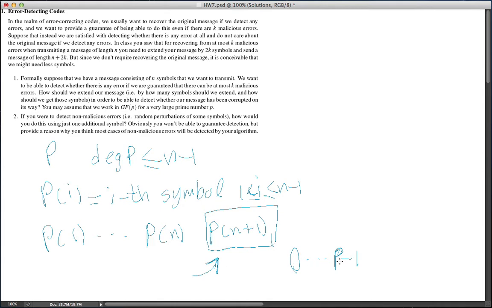What do I mean by that? Well, how is our algorithm going to work? Our algorithm is going to work exactly like the previous part. It's going to first detect the polynomial of degree at most n-1, which passes through the first n points, and then it's just going to check whether it passes through the n plus first point as well or not.